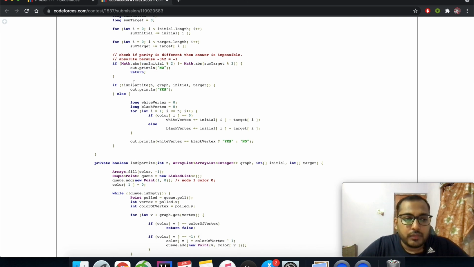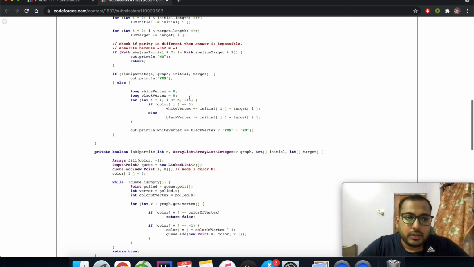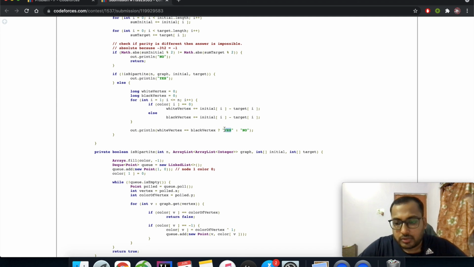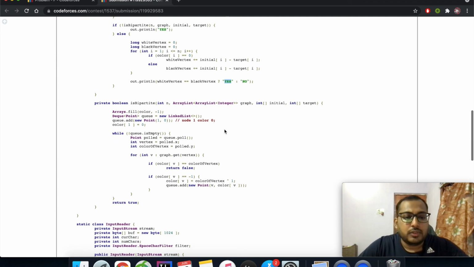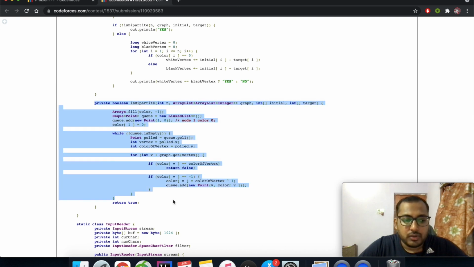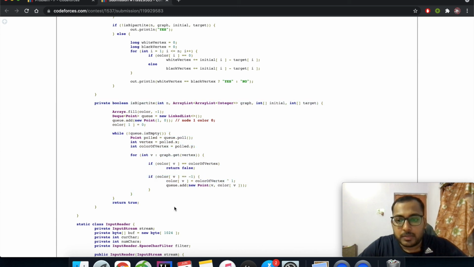Now let's see if the parity is the same. What do we have? We have two options. If it is not bipartite, then simply the answer is yes, which we already discussed. If it is a bipartite graph, then we have to check the summation of the initial minus target values for both the red vertices and the blue vertices. In my case I have taken them as white and black. No matter the naming convention you take, if both the summations are the same, then you can simply say yes, else you cannot form a solution. So that was easy. For the bipartite code, it should be pretty straightforward. That's the very basic part.